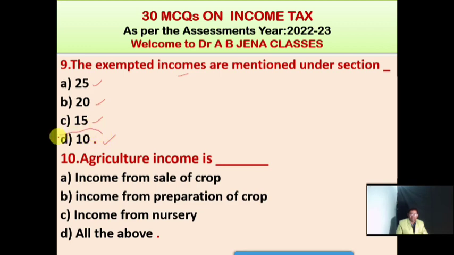Next MCQ, the exempted incomes are mentioned under which section? A 25, B 20, C 15, D 10. So the right option will be D. The exempted incomes are mentioned under section 10.